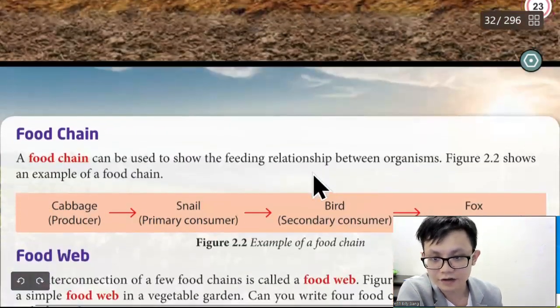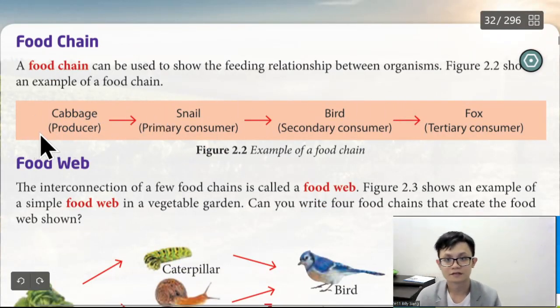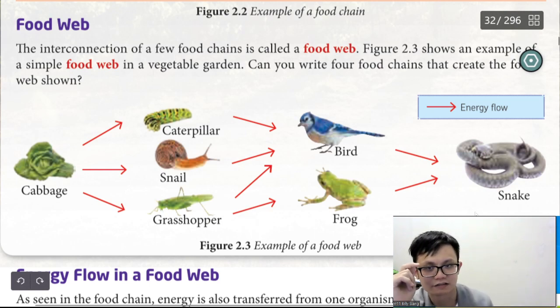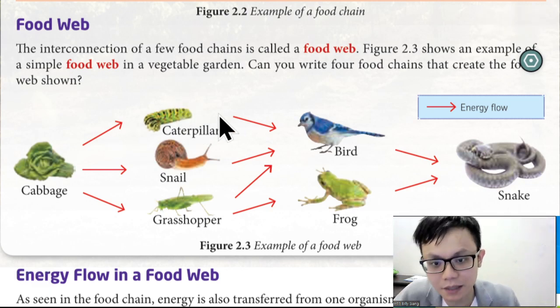Okay, moving on. So this example of food chain is just one line. Food web has a variation. Sometimes the question will ask, I think this is like a standard 5 or standard 6 question, how many food chains are in this food web? Okay, so let's count how many food chains.